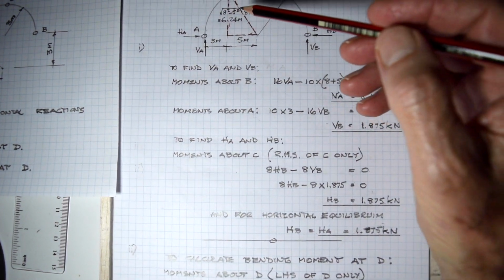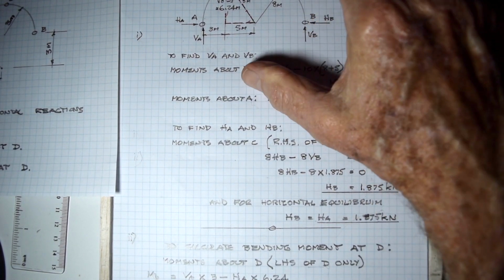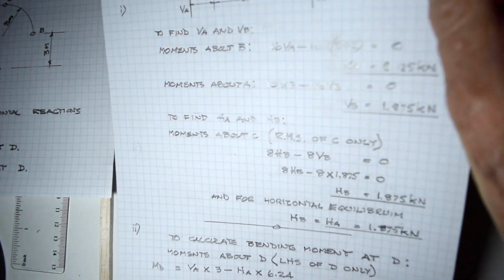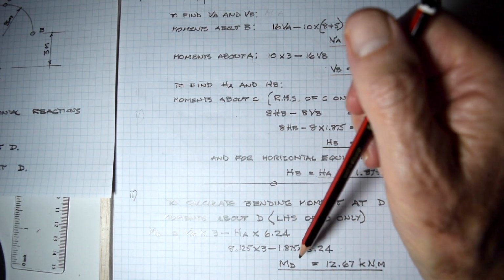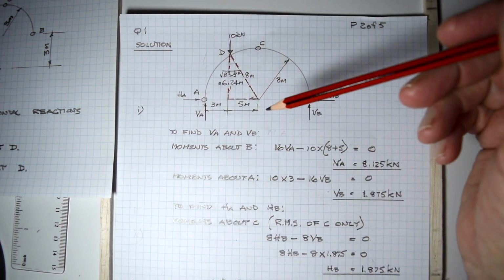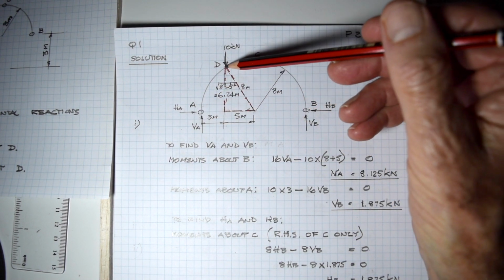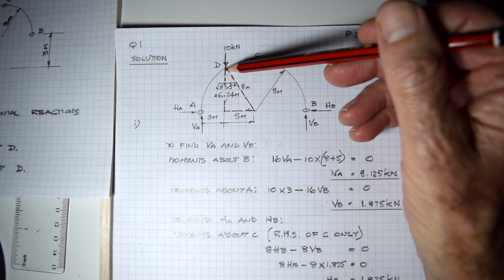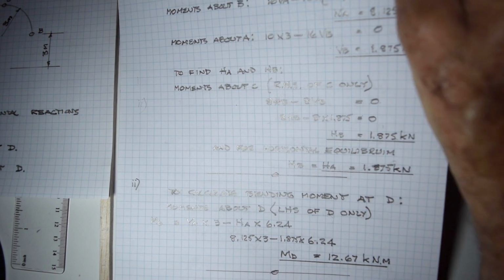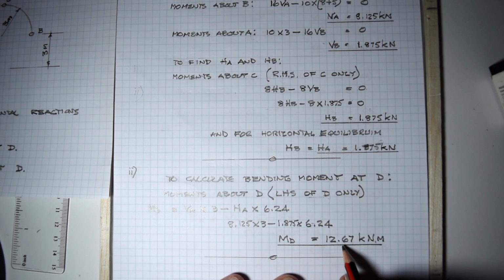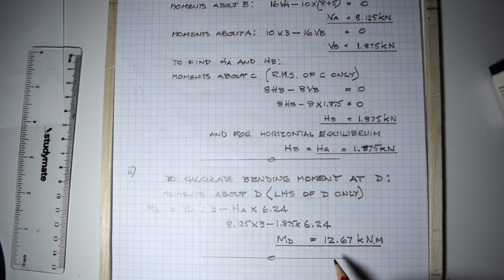So MD equals VA times 3 minus HA times 6.24. This is 6.24. VA times 3, HA times 6.24, which we've calculated using Pythagoras. And that gives you a moment at D of 12.67 kilonewton meters. That's your bending moment at D.